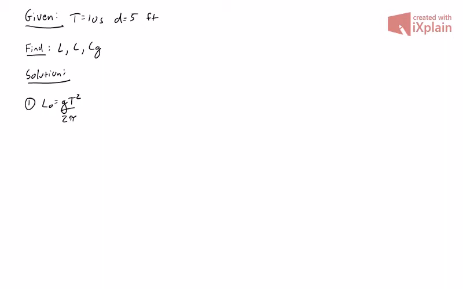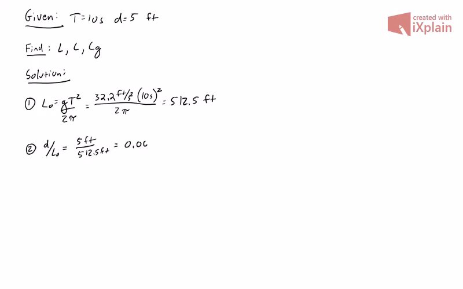Hopefully everyone recognizes this is exactly the same deep water wavelength that we've been doing. If you plug in all the values, you still get 512.5 feet. Then we do our depth divided by deep water wavelength so that we can classify our wave. 5 feet divided by 512.5 feet gives us a ratio of 0.0098, which is less than 0.05. Therefore, we have a shallow water wave, or shallow wave.